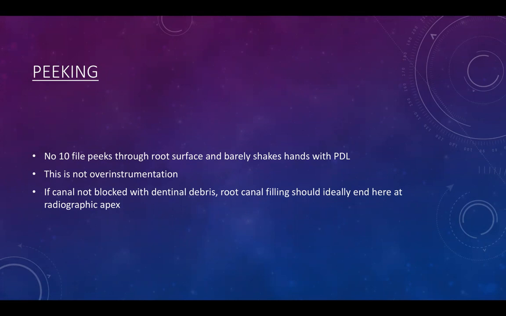If a canal is not blocked or stopped with dentin debris, ideally the root canal filling should end at the root surface or the most apical aspect just before touching the PDL. But a lot of times, clinically, when there's cleaning and shaping happening, we get some level of debris at the apical end, which prevents our root canal filling to enter all the way to the apical aspect. Again, this is ideal. It doesn't always happen. We try to be as close as possible to the ideal.